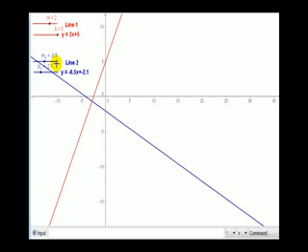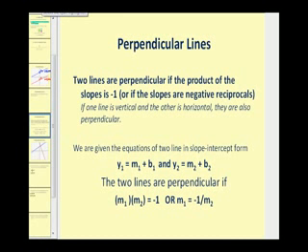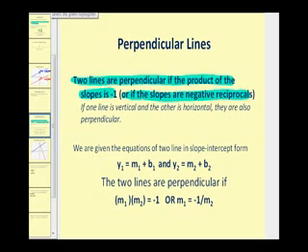Their slopes must be negative reciprocals of one another, and if we multiply the two together, it must equal negative 1. Let's go ahead and state that again. Two lines are perpendicular if the product of the slopes is negative 1, or if the slopes are negative reciprocals of one another. So if both lines are in slope-intercept form, m1 times m2 must equal negative 1, or m1 must equal negative 1 over m2.